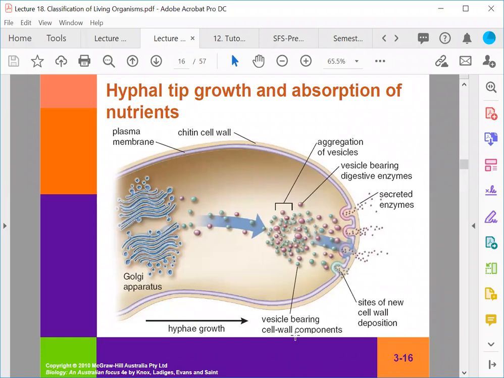All right, the other type of vesicle that has budded off from the Golgi apparatus, in green, these are vesicles that are carrying cell wall components. So they're being targeted here to this part of the plasma membrane so that the new cell wall here can be formed.